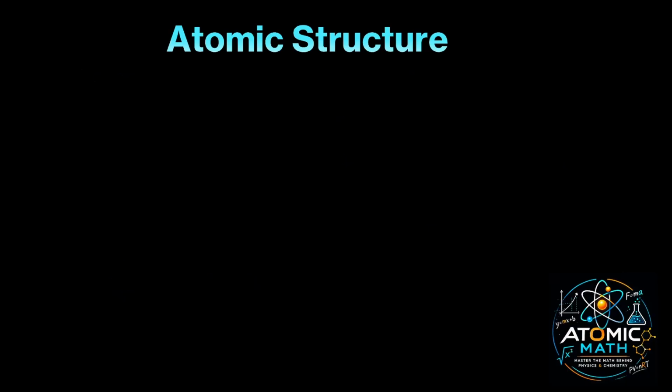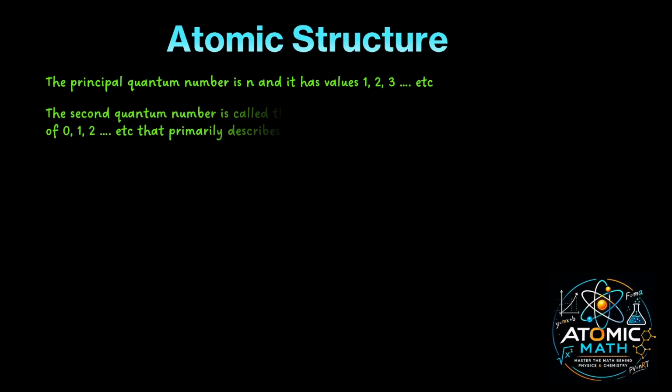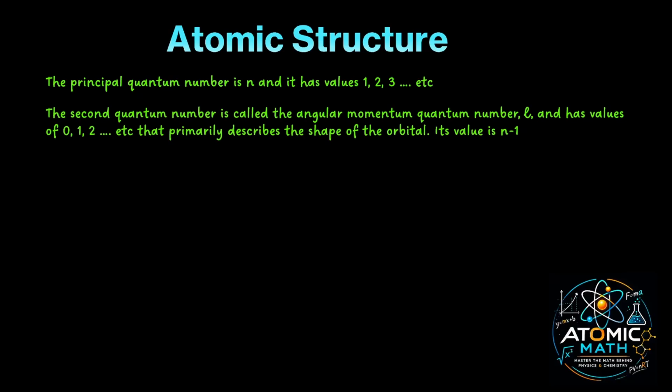Now let's take a look at our quantum numbers. Let's start with our principal quantum number, which is n, and it has values of 1, 2, 3, etc. The second quantum number is called the angular momentum quantum number, and it is given the symbol L. It primarily describes the shape of an orbital, and it has values from 0 to n minus 1. So our possible values are L equals 0, 1, 2, or 3.